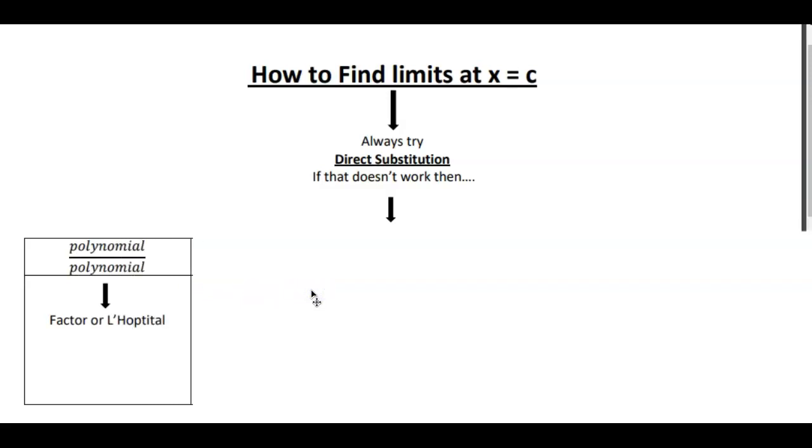First of all, if you have a polynomial over a polynomial, you're going to either factor it or you can do L'Hopital. So for instance, if you saw something like this, well, then you're probably going to either factor it or you could do L'Hopital. Either one would work fine.